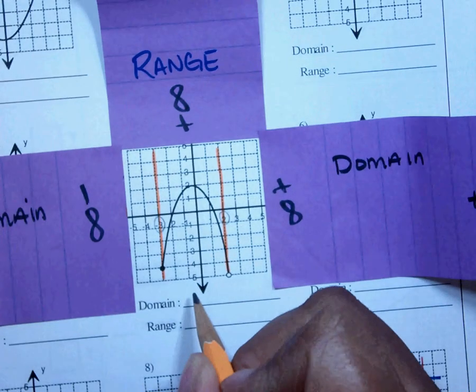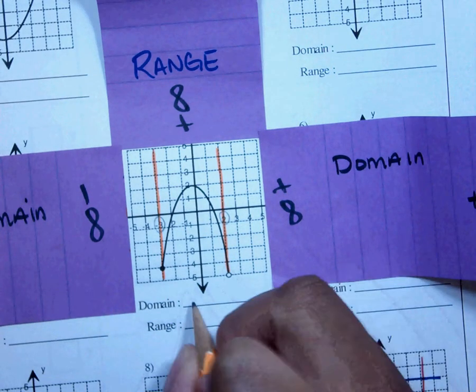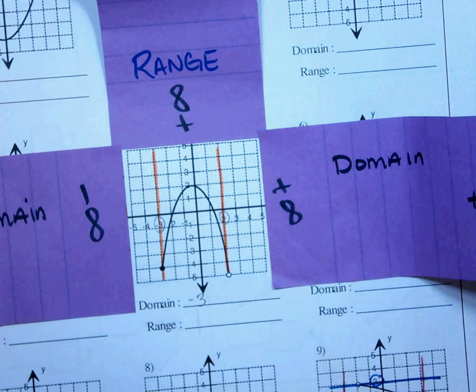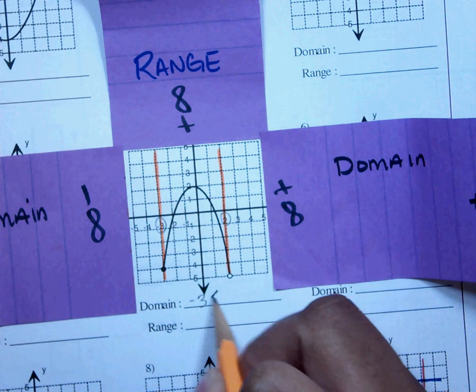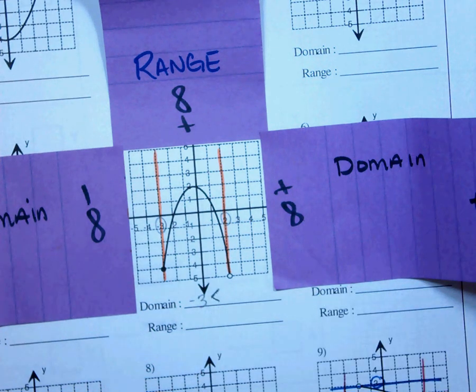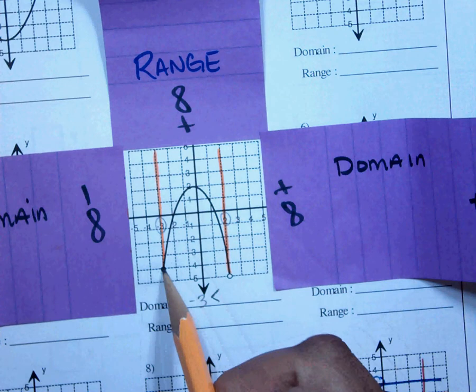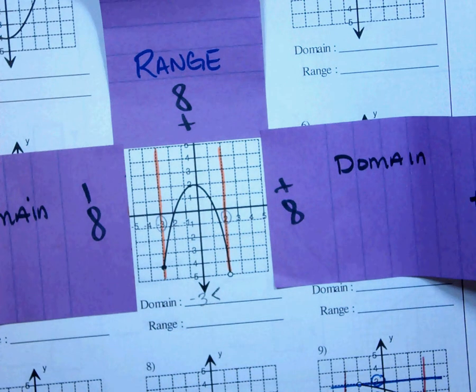What's the first thing I write? -3. What is the next thing I write? Less than. Good. Now my question is, do I need a line under this less than symbol? Yes. Why? Because it's solid. It's solid. Okay, let me make a little side note right here.